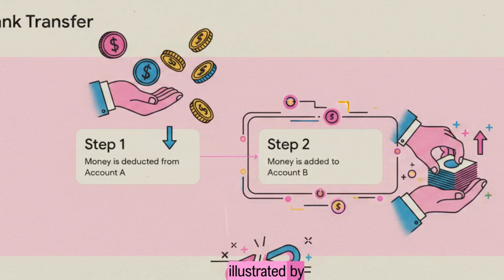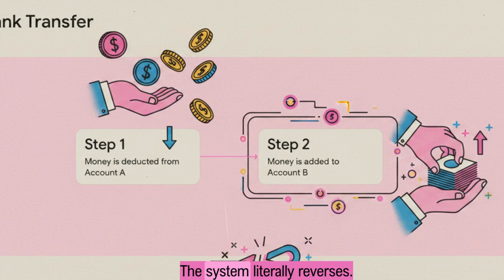And this is brilliantly illustrated by a simple bank transfer. Step 1, money is deducted from account A. Step 2, money is added to account B. In a database transaction, if step 1 happens but step 2 fails, say, because of a sudden network drop, the entire transaction must fail. The system literally reverses step 1 to ensure complete data accuracy. Because, let's be real, you definitely wouldn't want your money leaving your account and just vanishing into thin air.